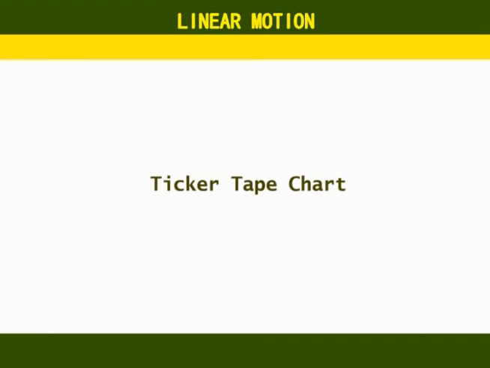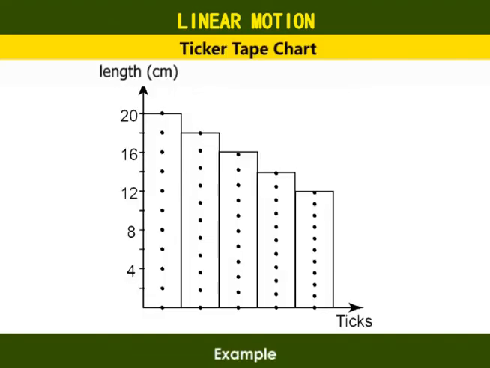Lastly, we'll look at finding velocity and acceleration using a ticker tape chart. Now the ticker tape is cut into strips, each with 10 ticks. And remember, ticks are the spaces between the dots. They are then arranged this way to form a chart.